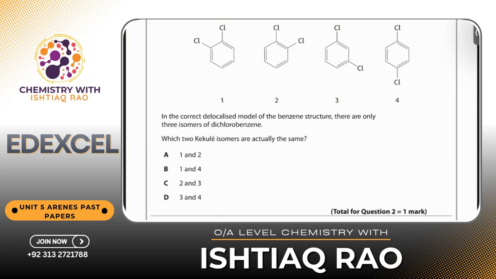Let me tell you. This is 1, 2, 1, 2, 1, 2, 3, then 1, 2, 3, 4. So 1,2-dichloro, 1,2-dichloro, 1 and 2 are the same. Option A is correct.